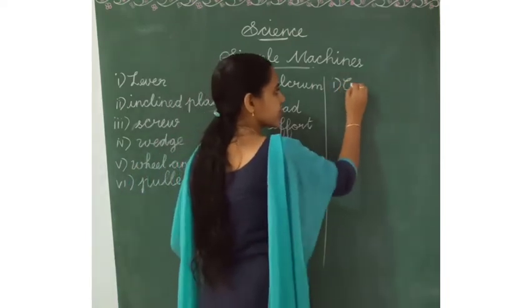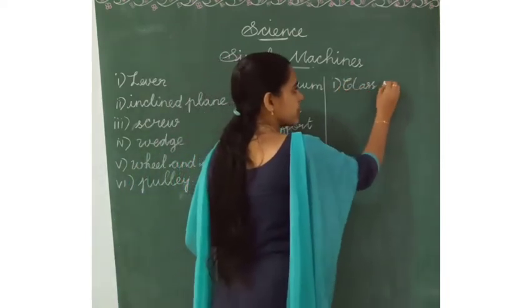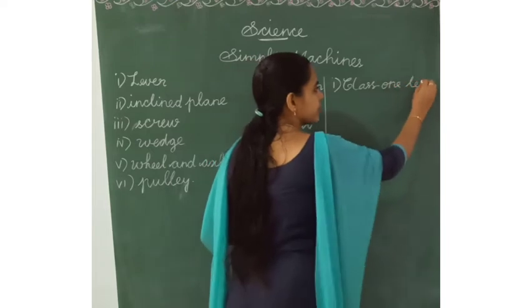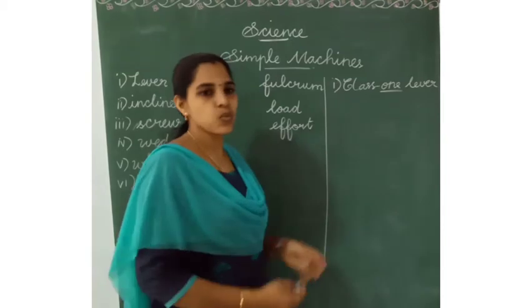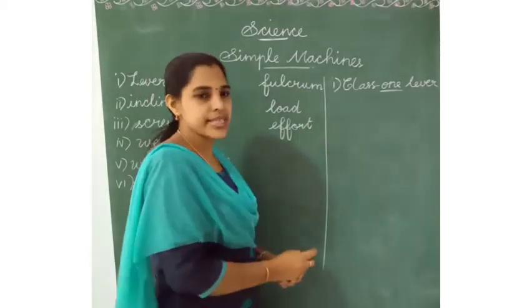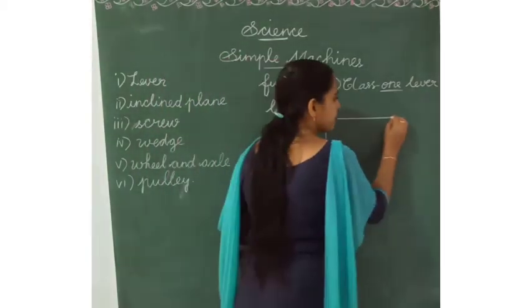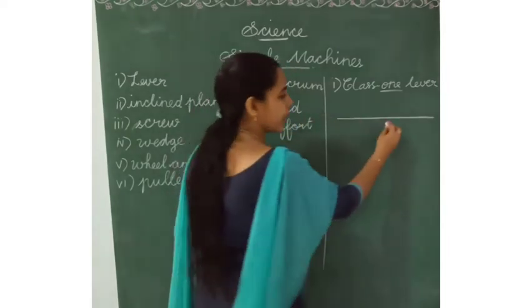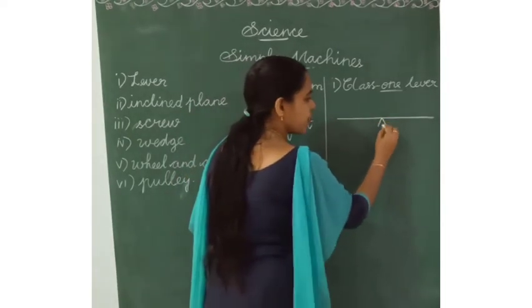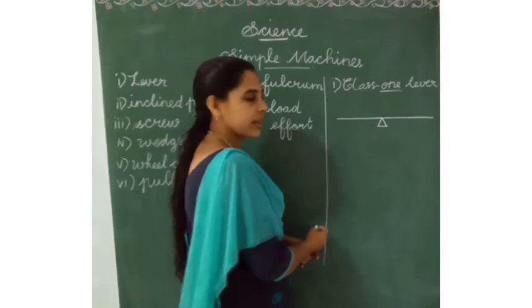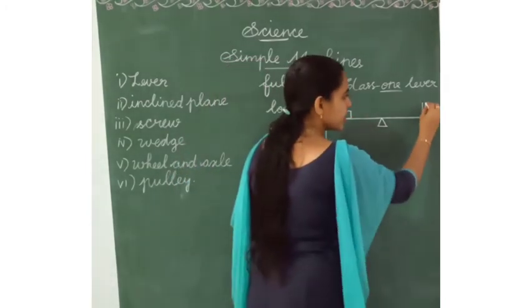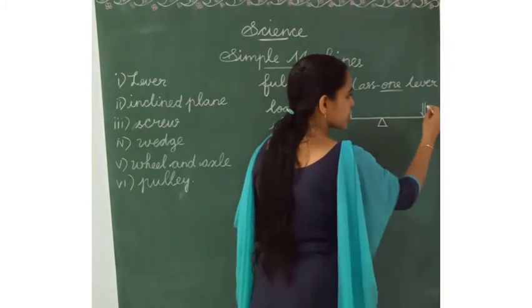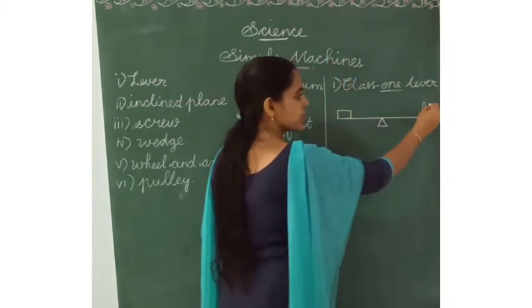First one is class 1 lever. In this class 1 lever, the fulcrum is in the middle. For example, this is the lever. In class 1 lever, the fulcrum is in the middle, the load is at one end, and the effort is at the other end. This is the effort.